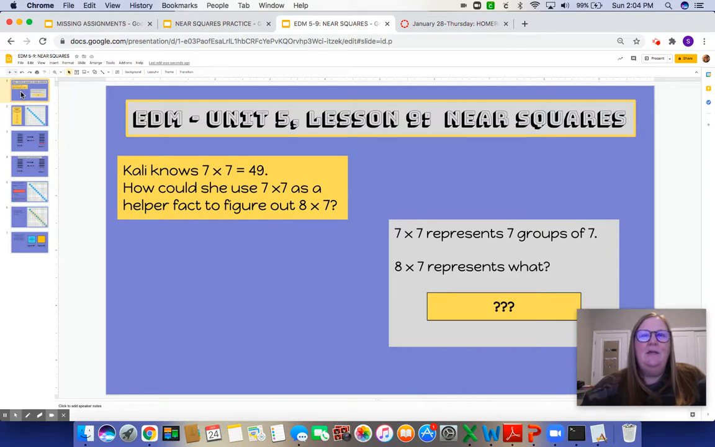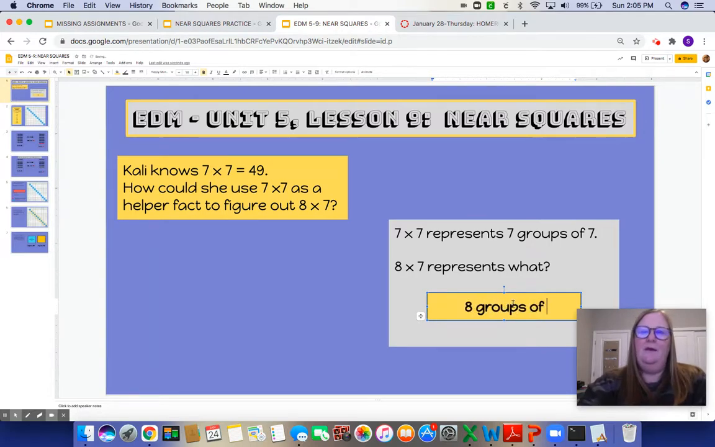So let's go back up and look at the first question. It says Callie knows 7 times 7, which is a multiplication square because both factors are 7, that 7 times 7 equals 49. How could she use 7 times 7 as a helper fact to figure out 8 times 7? Just a quick note over here, it says that 7 times 7 represents 7 groups of 7. So 8 times 7 equals 8 groups of 7. So that's important to remember when you're solving this problem. So let's see if we can help Callie figure that out.